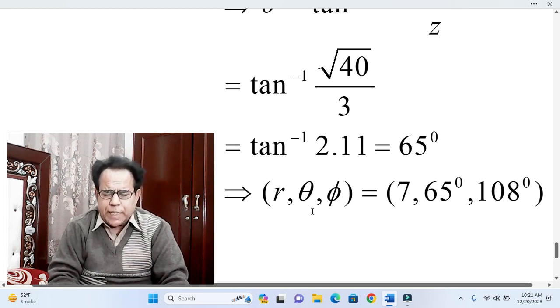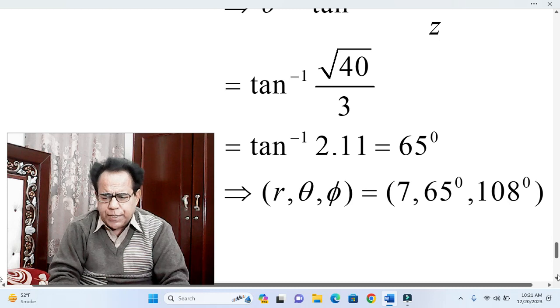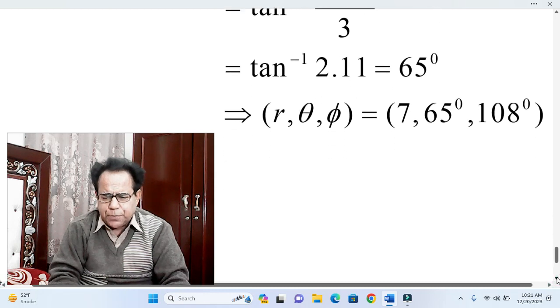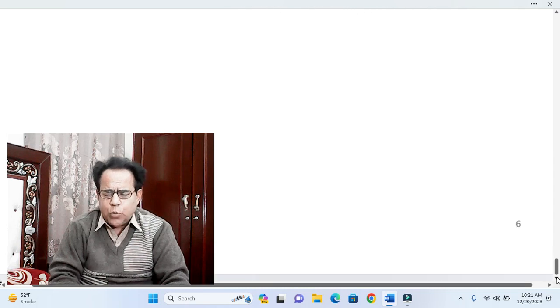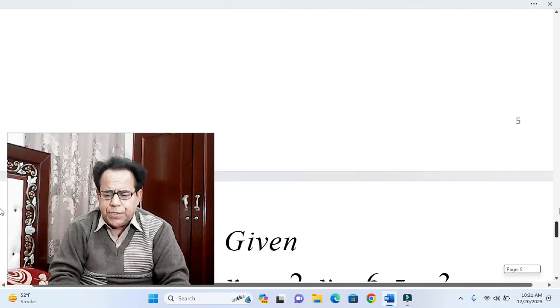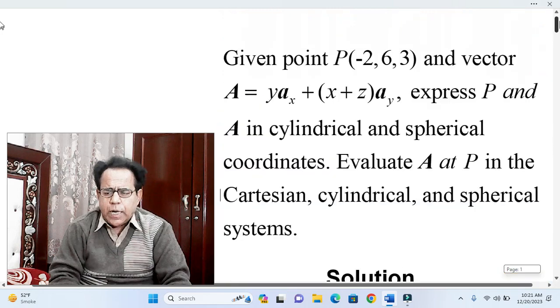So this implies that r, theta, phi becomes equal to 7, 65 degrees and 108 degrees. We have already calculated 108 degrees in the previous part. This is the end of our problem, this is the end of our video. Till next video, Allah Hafiz.